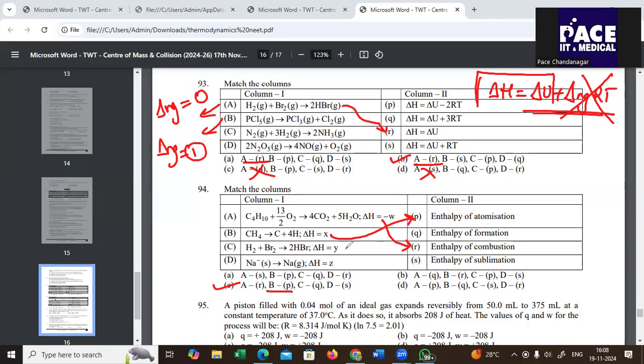Then C stands with what? Two elements, two substances are mixing together to form HBr. H2 plus Br2 will give you HBr, formation, enthalpy of formation. Then D, Na minus will give you Na. Which means here it is going up with sublimation. Solid is turning into a gaseous state. Option D, solid to a gaseous state, is enthalpy of sublimation. I hope you're done with this, right? Moving on.